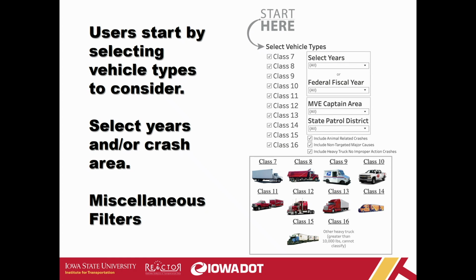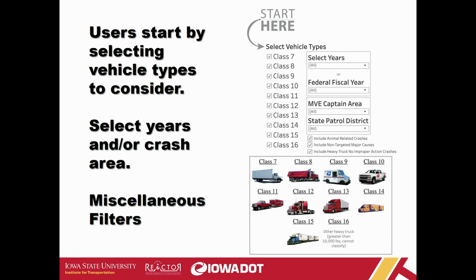We also provide the year filters, and then the law enforcement agencies that we're working with typically deal with the federal fiscal year, so they also asked us to add that in there. And then getting back to their areas, the captain's areas and the state patrol districts was also important to them, so that they could dig into just their area. They don't have to worry about filtering or saying all these counties are in my area. So we added some little things to just make it easier for them to use there as well.